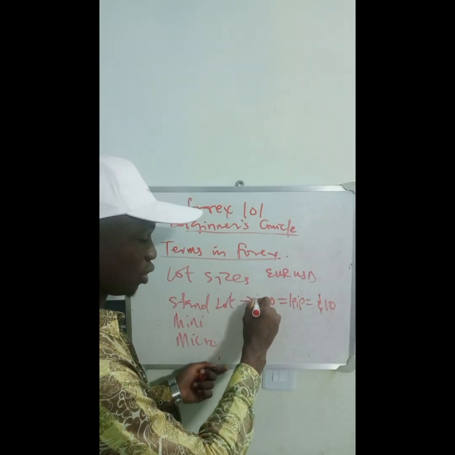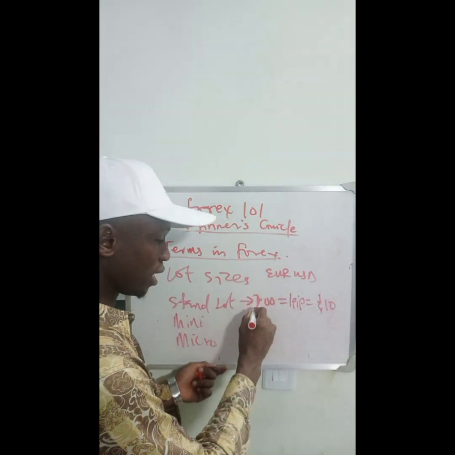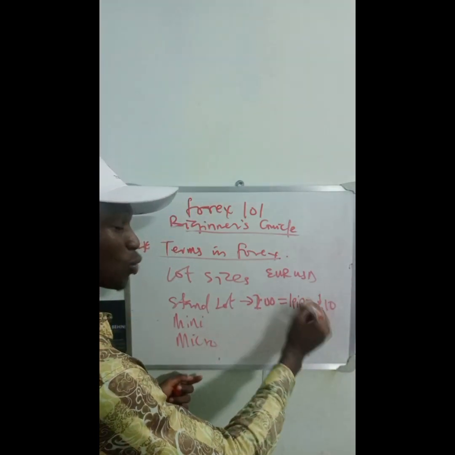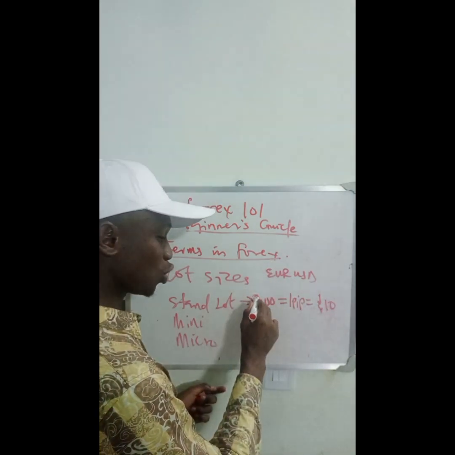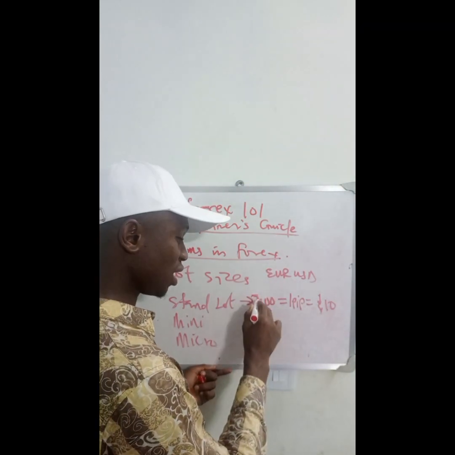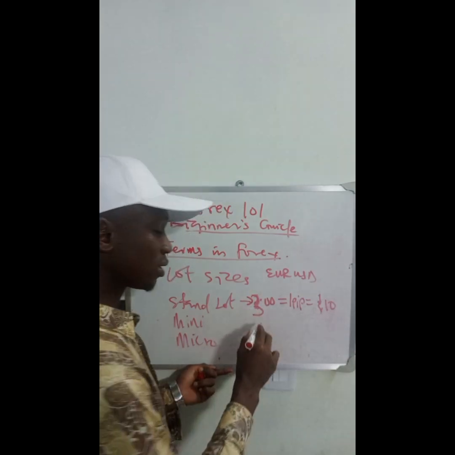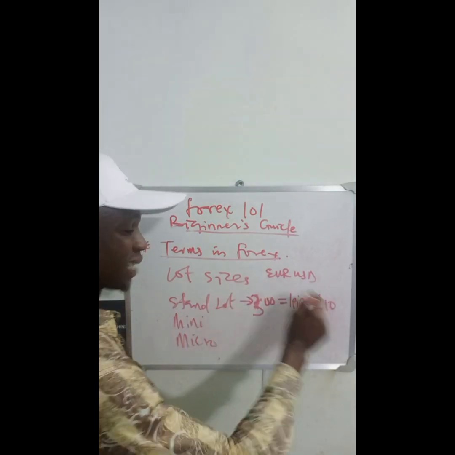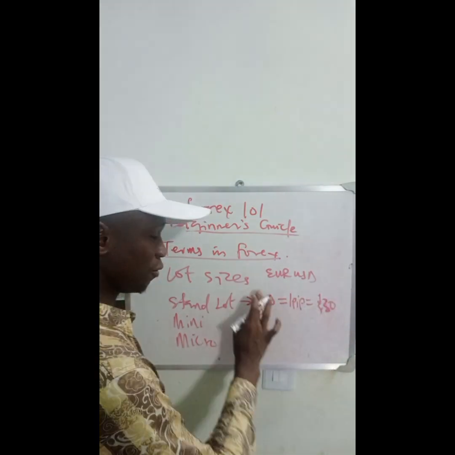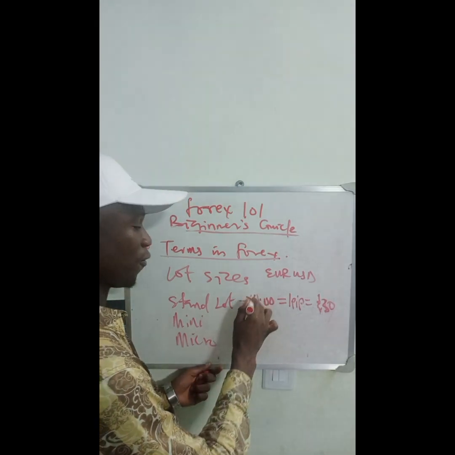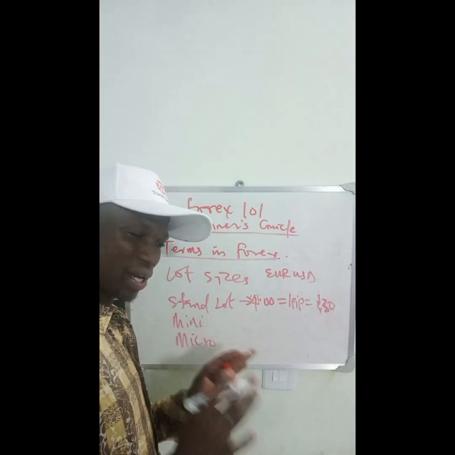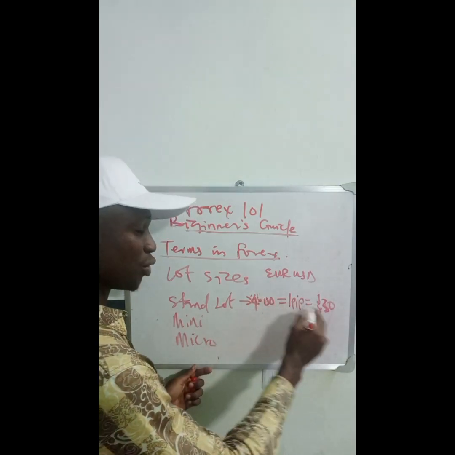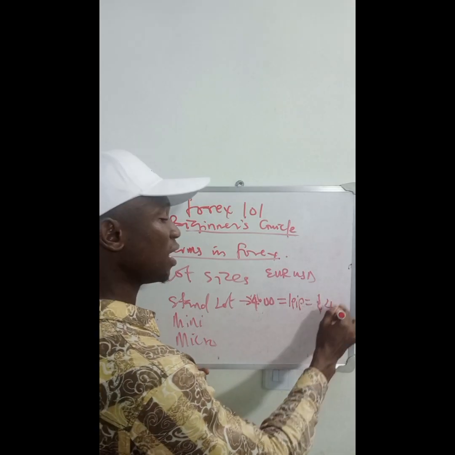Now, if you change this value, this 1.00 here, to 2, it becomes $20, because 1 pip is equal to $20. If you change this 2 to 3, then 1 pip becomes $30. If you change this figure to 4, I'm just trying to break it down so that you understand. If you decide to buy a lot size like 4.00, you are saying let one pip movement be $40.